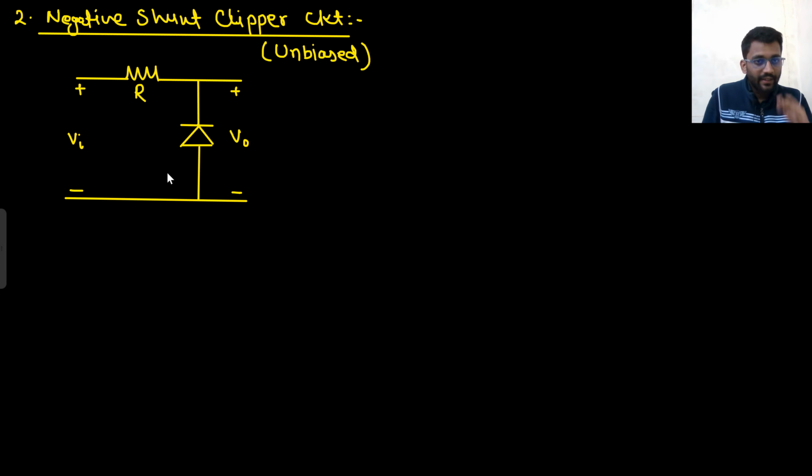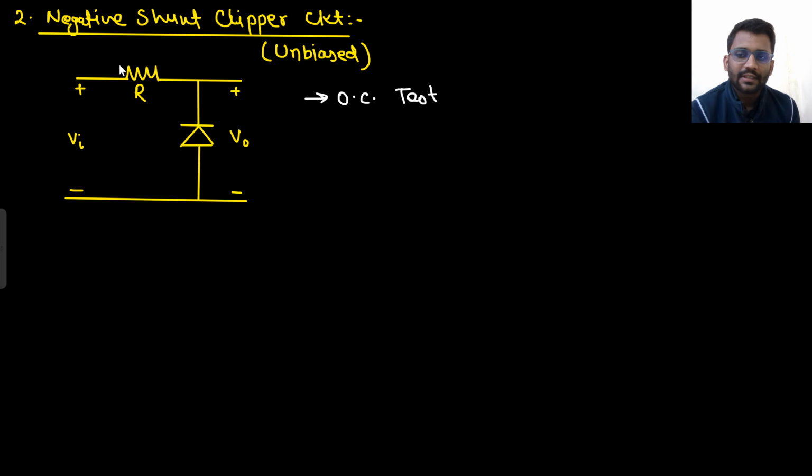Now we will study negative shunt clipper circuit. Okay. So in this, what will happen? Negative part will be clipped off, only positive part will remain. As you can see the circuit, you can try doing the analysis on your own. So what we will do? We will apply open circuit test.